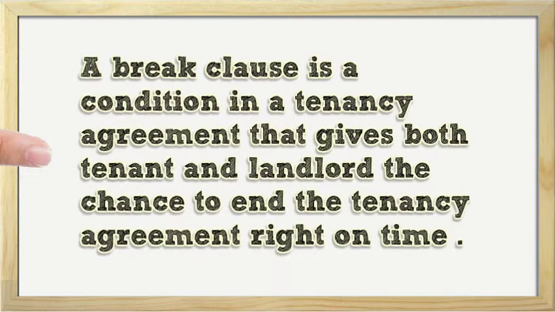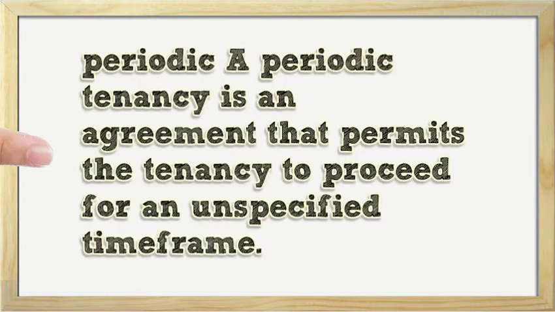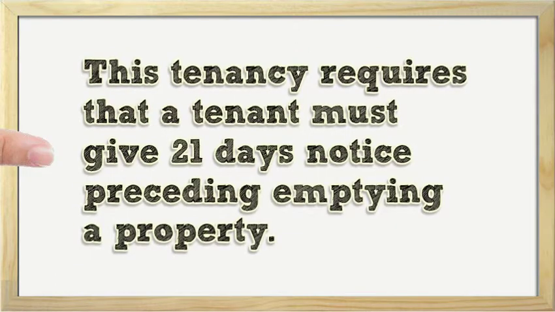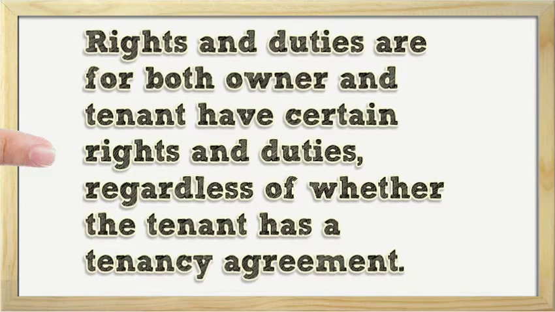A break clause is a condition in a tenancy agreement that gives both tenant and landlord the chance to end the tenancy agreement early. A periodic tenancy is an agreement that allows the tenancy to continue for an unspecified time frame. This tenancy requires that a tenant must give 21 days notice before vacating a property. Both owner and tenant have certain rights and duties, regardless of whether the tenant has a tenancy agreement.